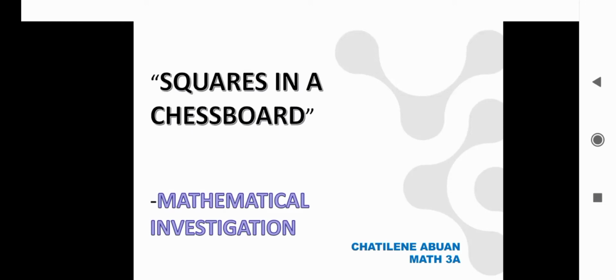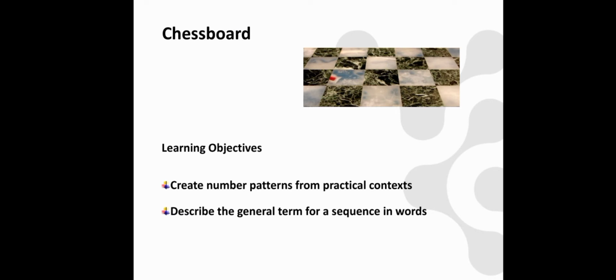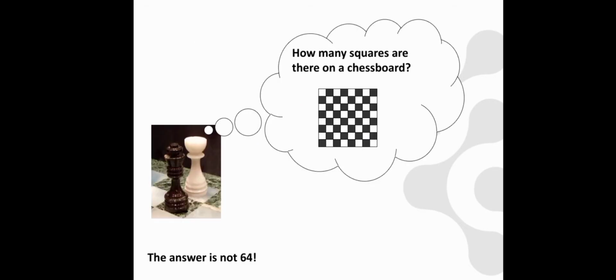I am going to investigate the squares in a chessboard as my mathematical investigation. Learning objectives are to create number patterns from practical context and describe the general term for a sequence in words. First, how many squares are there on a typical chessboard? The answer is not 64. Why and how?